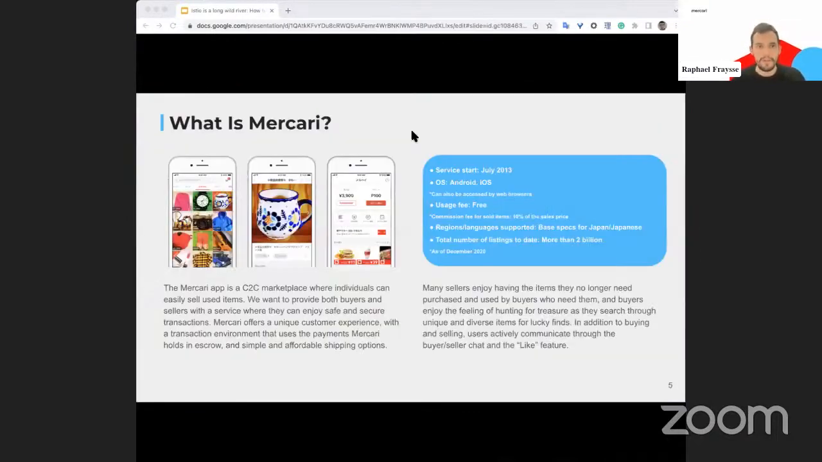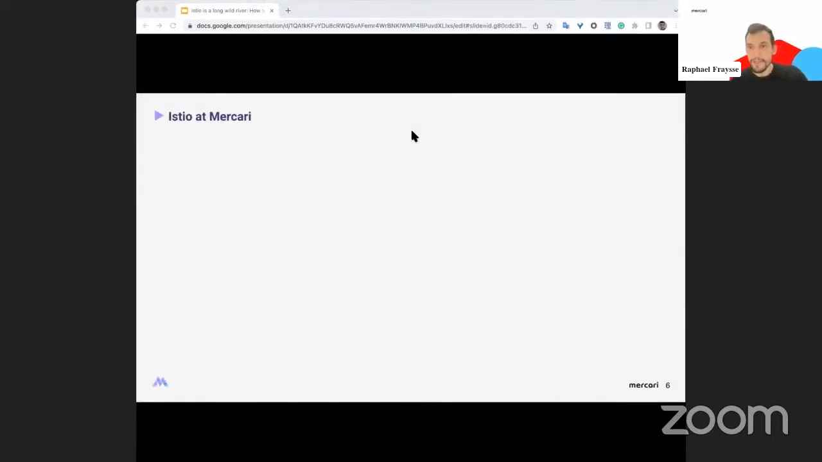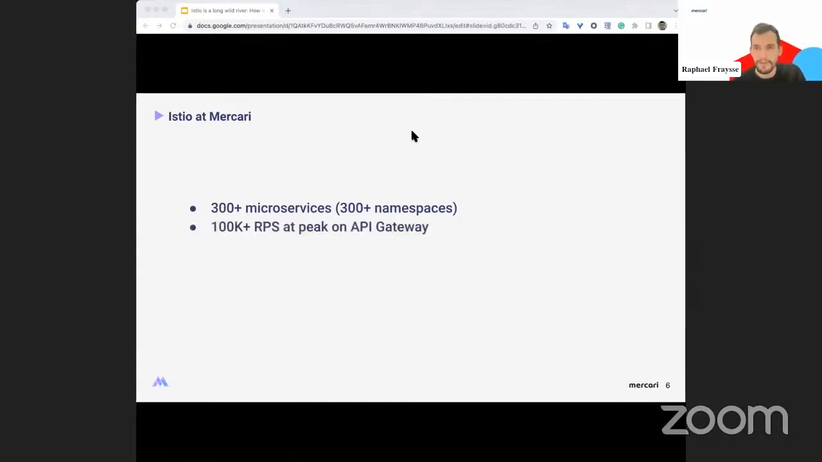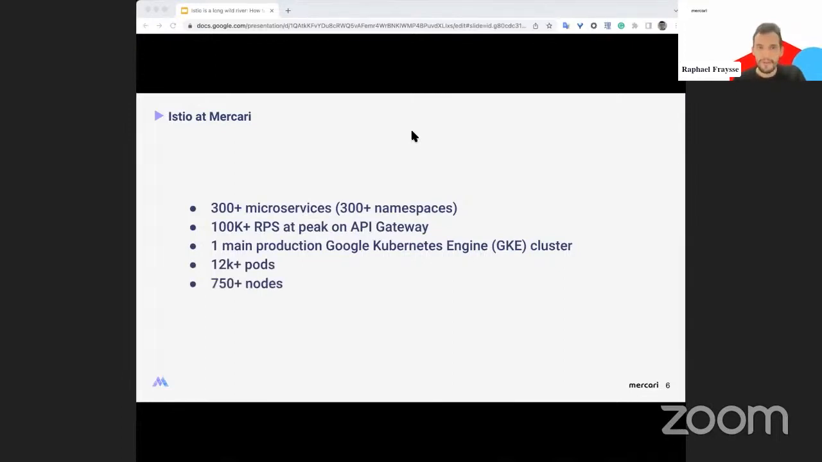First of all, Mercari is a Japanese C2C marketplace where people can sell used items. We're based in Japan, in the US, and we now have a center of excellence in India. For Istio at Mercari, we have around 300 microservices with one namespace per service. We have around 100K RPS at peak on our API gateway, one main production GKE cluster running on GCP, around 12,000 pods and 750 nodes. Those are values from maybe 2 years ago, so I think it has changed a lot recently.